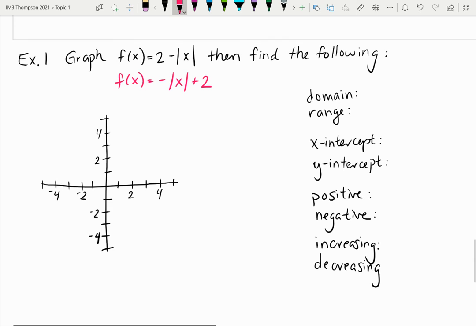Yeah. It's a V. Yes. Great. What else do you know? It's going to open down. Yes. Anything else? Two is the y-intercept. Yes, it's going to go up 2. You guys are awesome. It's exactly right. So I've got all of these things, right? It does go up 2. So instead of my vertex being at 0, 0, it's going to be at 0, 2.